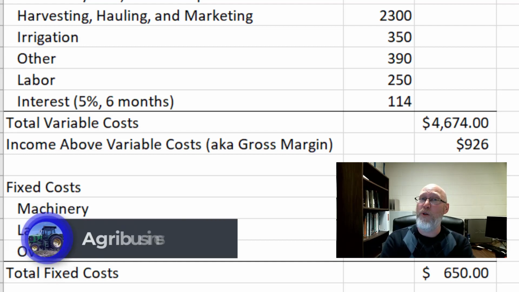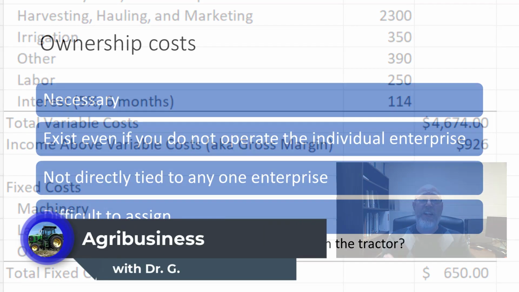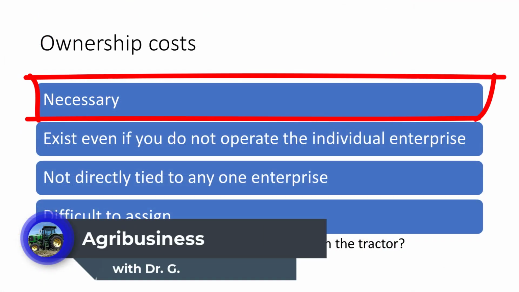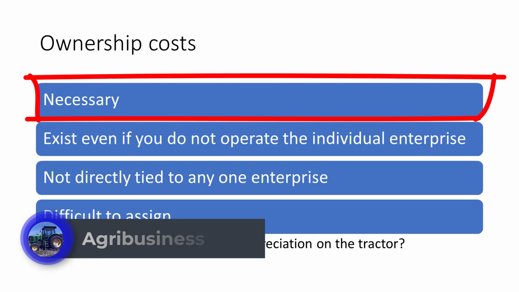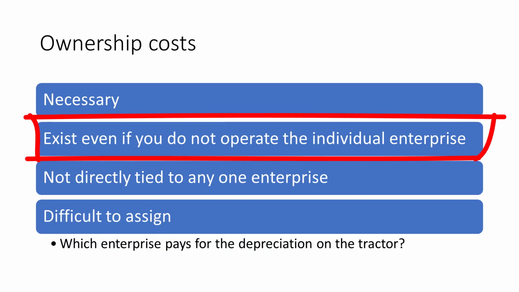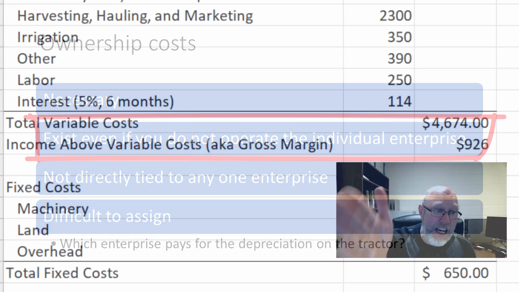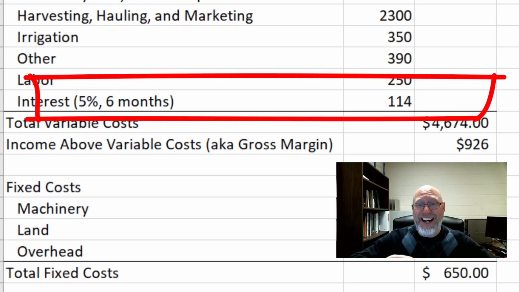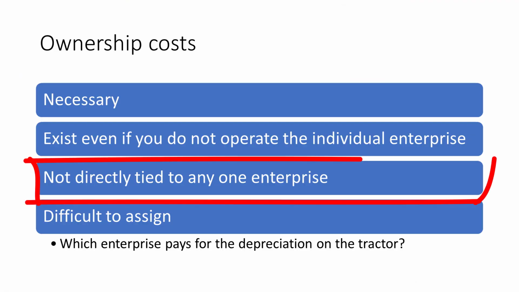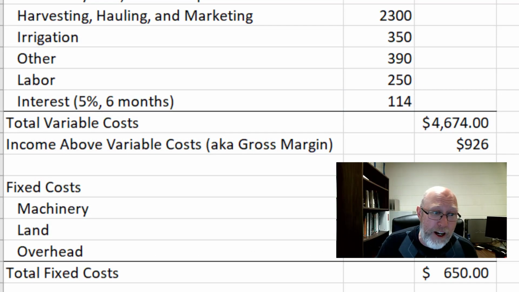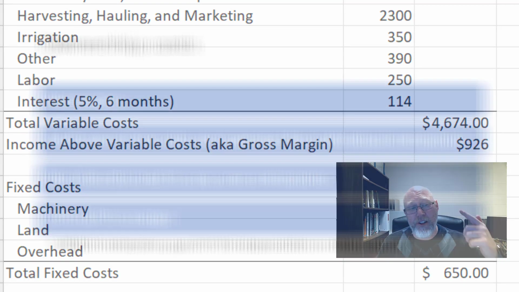Let's talk a little bit about those ownership costs, aka the indirect costs or the fixed cost. These costs are necessary, and oftentimes these are costs that would still exist even if you didn't operate this specific enterprise. These costs are frequently not tied to any one specific enterprise. These are overhead items, something like, say, maybe insurance that you've got to have for the farm, but that insurance is not tied to this vegetable crop enterprise, and the ownership costs are difficult to assign.